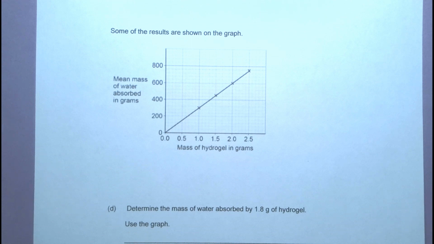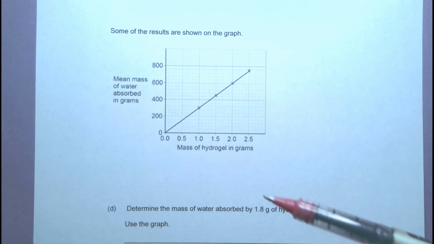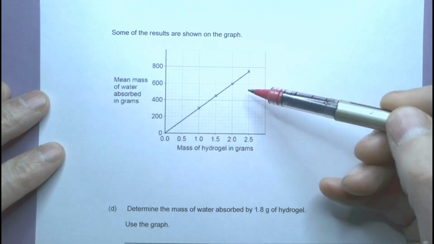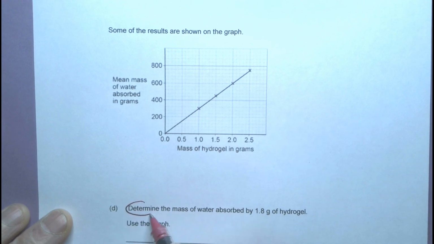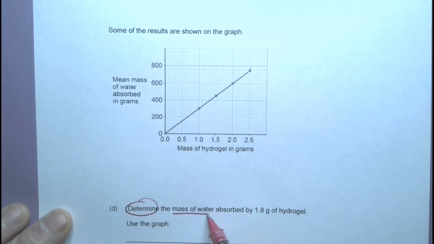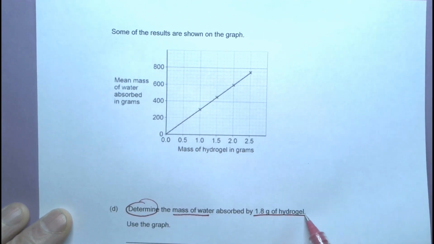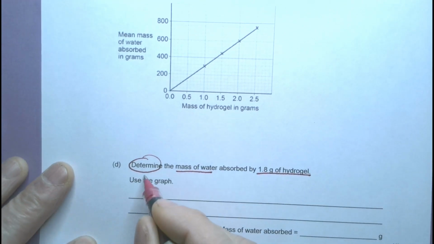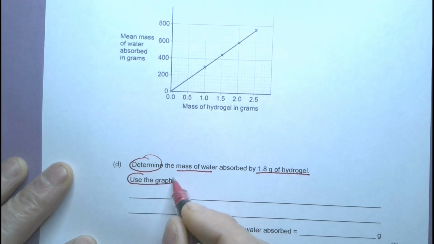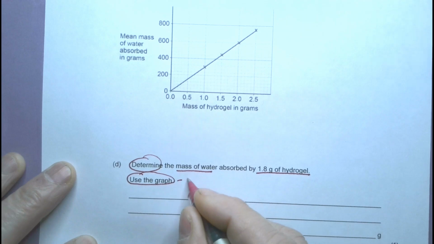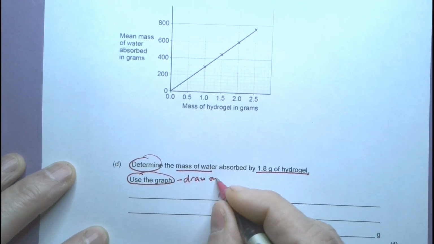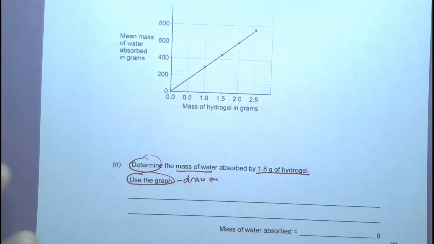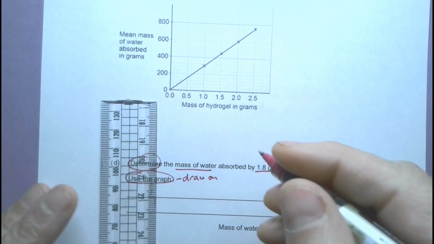Question 2D. Some of the results are shown on the graph. Determine the mass of water absorbed by 1.8 grams of hydrogel, and I have to use the graph. Whenever it says use the graph, that means draw on the graph, and it's worth 1 mark. So 1.8 grams, I'm looking for 1.8 here.